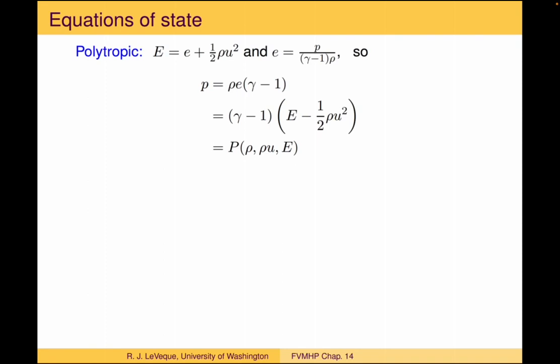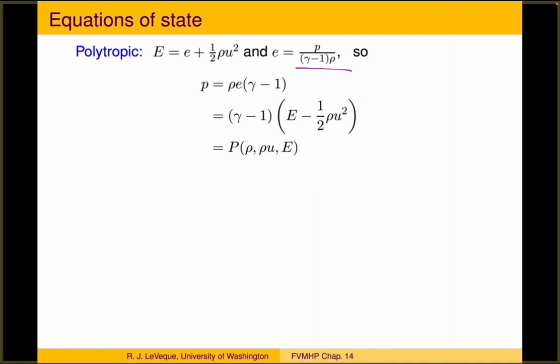So with those variables, a polytropic gas is one for which the internal energy is P divided by gamma minus 1 times rho, and then the total energy is the internal energy plus the kinetic energy.